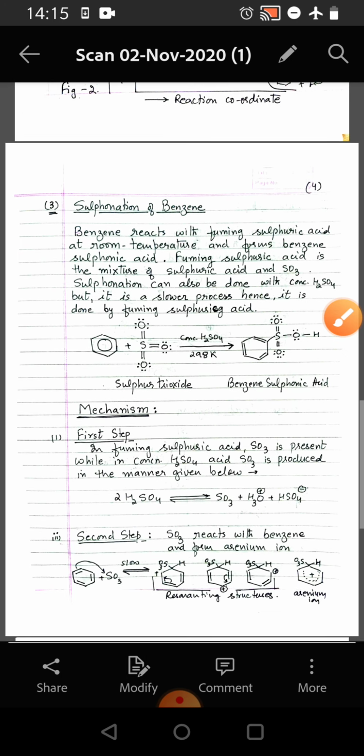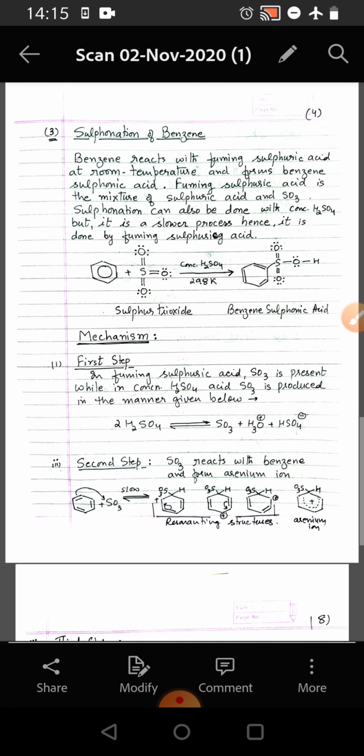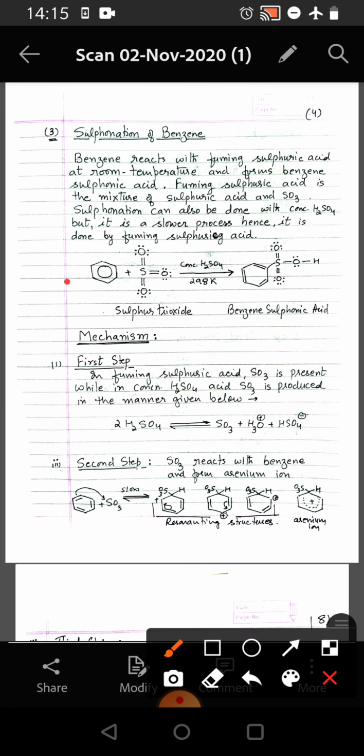Now we come to the next, that is the sulfonation of benzene. Benzene reacts with fuming sulfuric acid at room temperature and forms benzene sulfonic acid. Fuming sulfuric acid is a mixture of sulfuric acid and SO3.